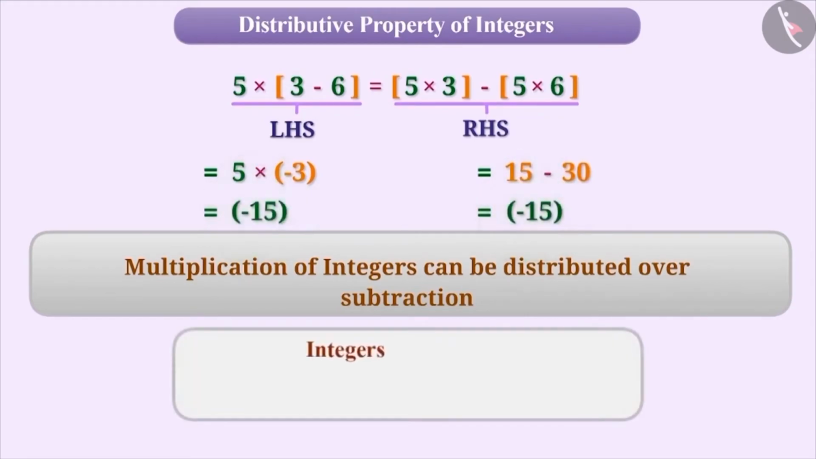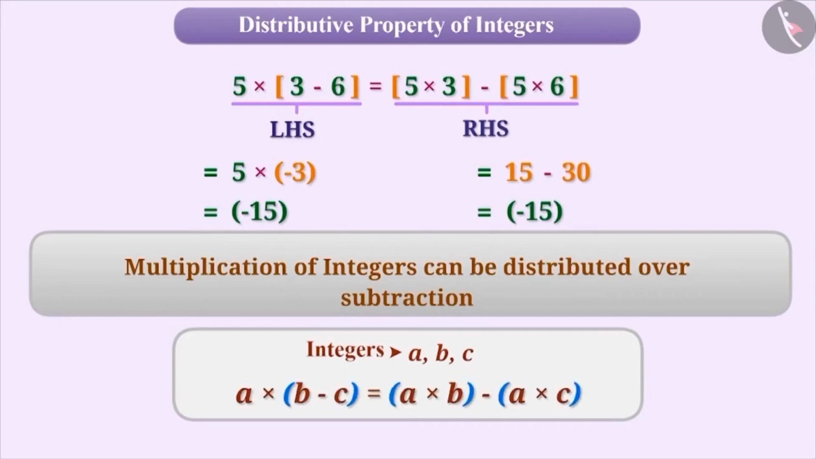Hence, for any 3 integers a, b and c, a multiplied by b minus c is equal to a multiplied by b minus a multiplied by c. So the distributive property tells us that we can either subtract the numbers written inside the bracket and then multiply the result with the number written outside the bracket, or we can multiply the number written outside the bracket with the numbers written inside the bracket and then subtract the result.